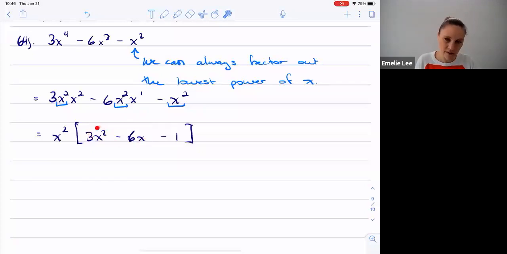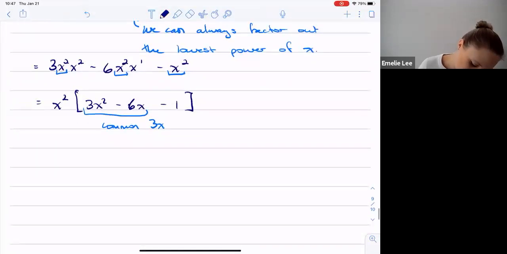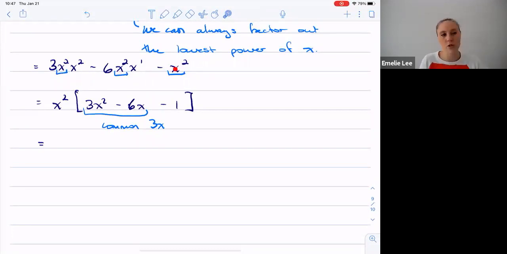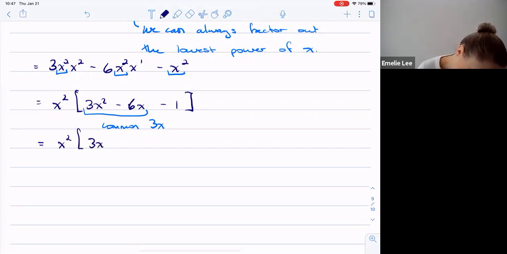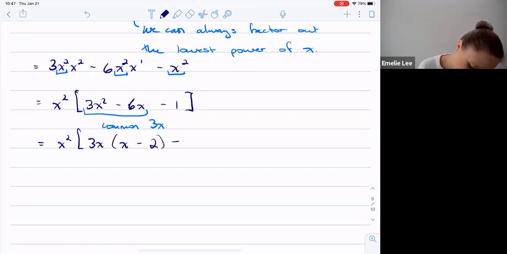Inside here, I can do a little bit more. I can pull out a common 3 from the 3x squared minus 6x, and I can also pull out a common x. So I'm going to go a little bit further here. Right here I have a common 3x, so I'm not going to write it out like I did here. That was just to show you where it's all coming from. I'm going to keep this x squared all on the outside, and then I have 3x, my common 3x, and what's left over from 3x squared is an x minus 2, and then minus 1.